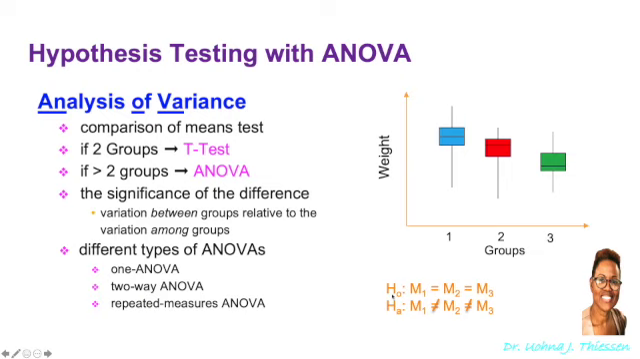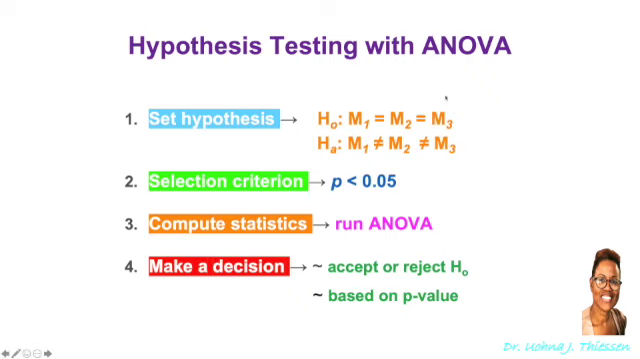And the hypothesis, the null hypothesis, states that the means are all equal. The alternative hypothesis states that they are not equal. There is a difference between the means of the groups. So if we set up our hypothesis testing, here we have our two hypotheses, and then we have our selection criterion, and then we will run our ANOVA and make a decision.